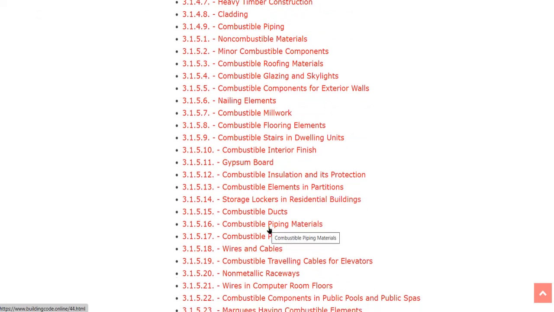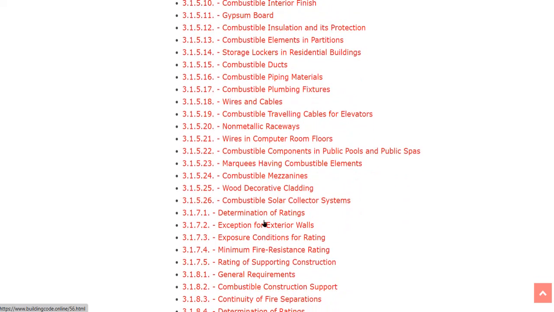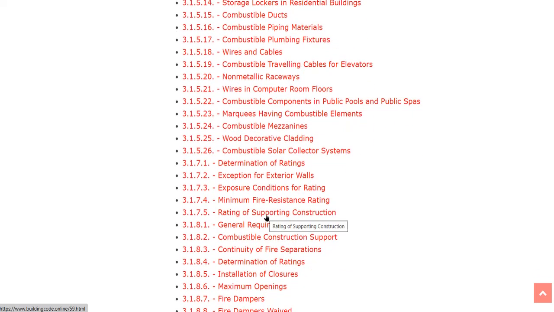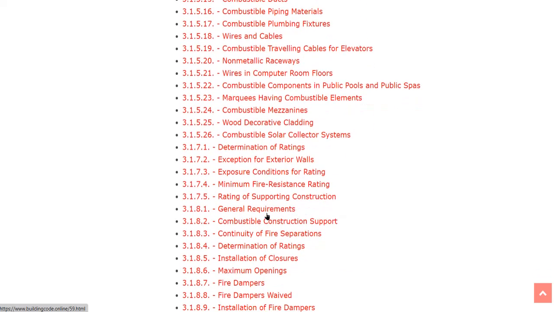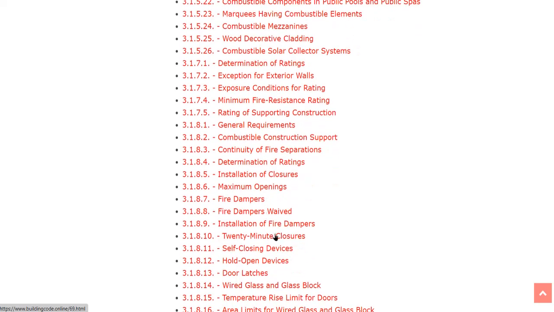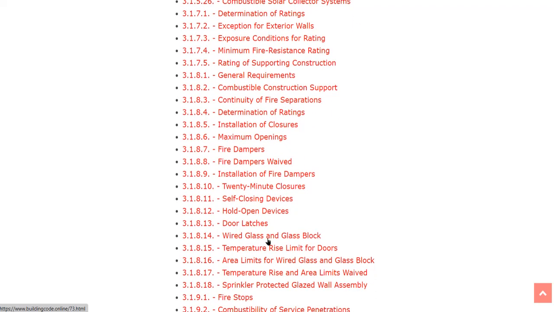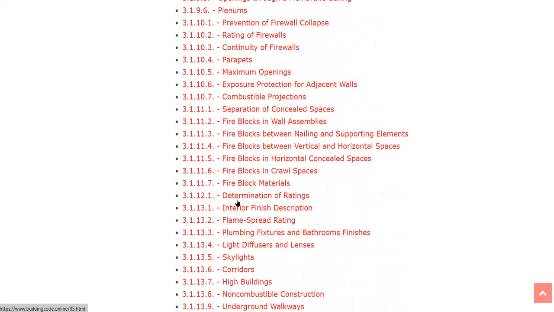Duct piping. Closure. Just gonna pull it up in my book for 1 second. I am a little bit more comfortable with the book itself. So that's 3.1.13.7.